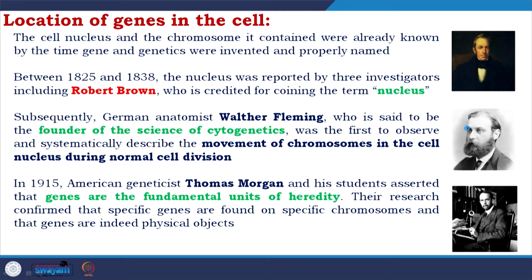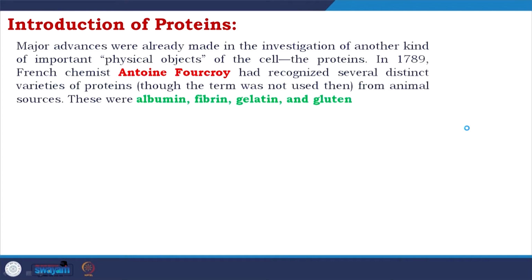So, this is Thomas Morgan. Through that we have proceeded, and the chromosome theory of inheritance emerged. And when they were focused on genes, the protein was not even neglected. Major advances were already made in the investigation of another kind of important physical object of the cell, the proteins.